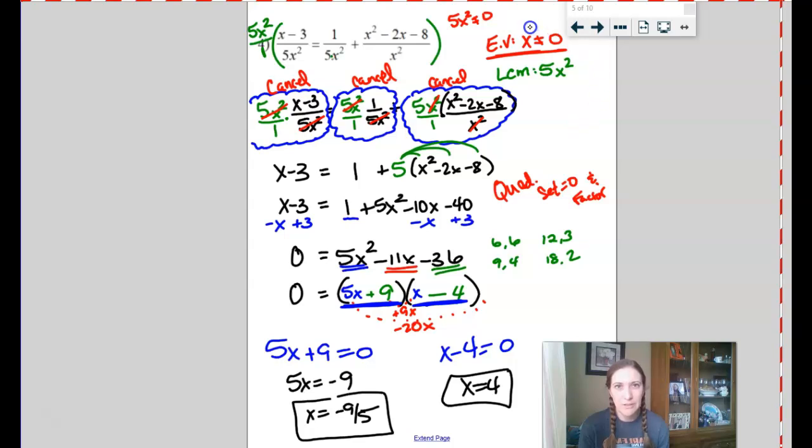And before I get too excited to walk away, I got to make sure I didn't use my excluded value. The one thing I can't have is x can't be 0. And I didn't get that. So both of these answers are good. And this is a case where you get a rational equation with 2 solutions.